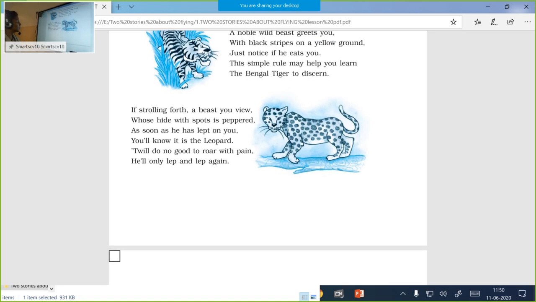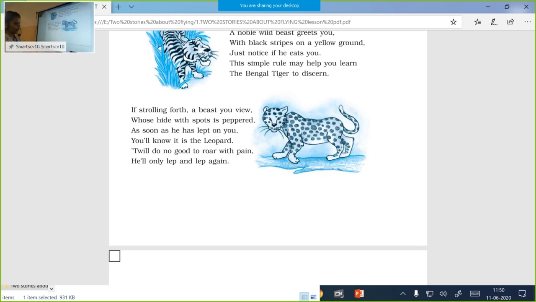This suggests the ways by which you can identify a leopard. Strolling forth: strolling means walking, again, in a leisurely, slow pace. If strolling forth a beast you view, if you happen to see another animal whose hide with spots is peppered. Peppered in the sense of spotted, fully covered with spots. Whose hide, the skin of the animal, is totally covered with spots. As soon as he has leapt on you, you will know it is the leopard.